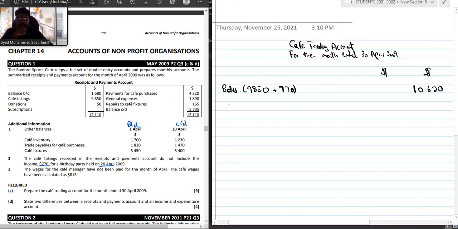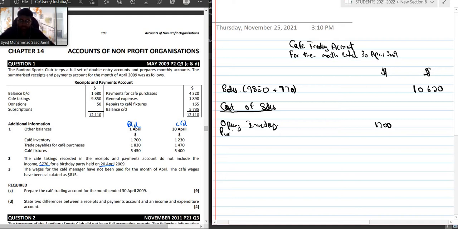Now we are going to find out the cost of sales. If you provided them with food and drinks, of course it's going to cost you something as well. So let's write down the opening inventory. Forgive me for my bad handwriting. Cafe inventory 1700, that's BD, 1st April, that's going to be your opening. Write it down. Moving on, you have purchases.